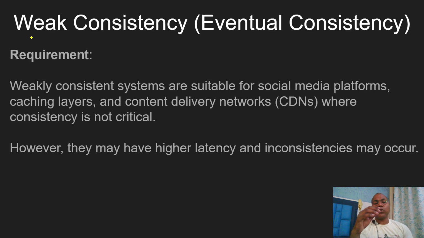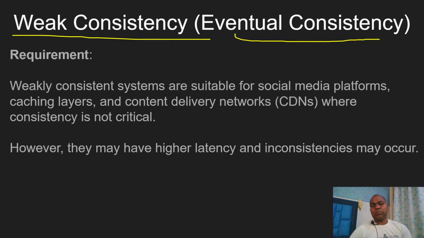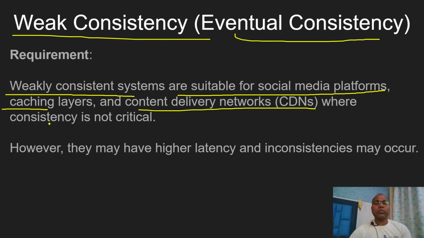So let's talk about weak consistency, which you can also call eventual consistency. That means the data is consistent, but there is sometimes some lag. Weak consistency is suitable for social media platforms, caching layers, and CDN networks, where consistency is not so critical.